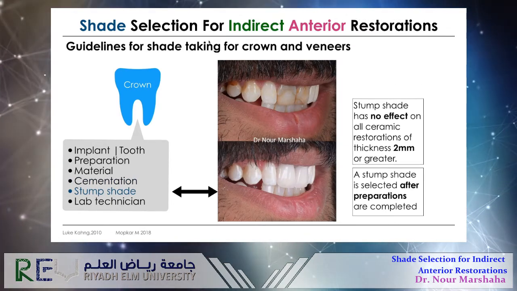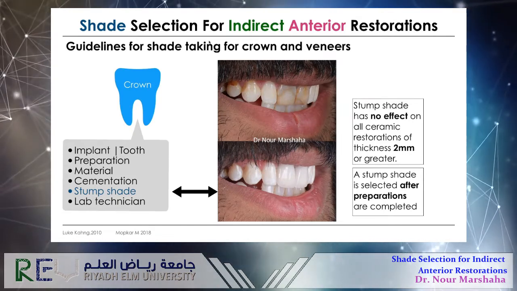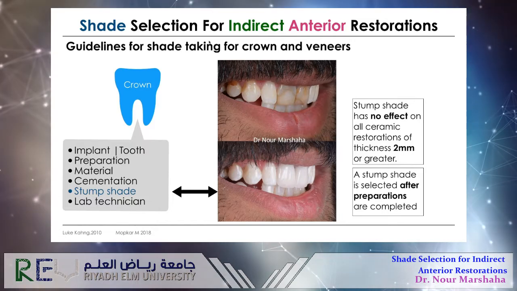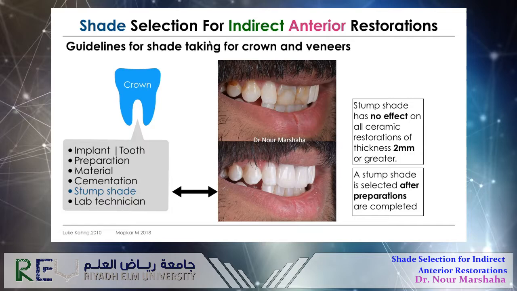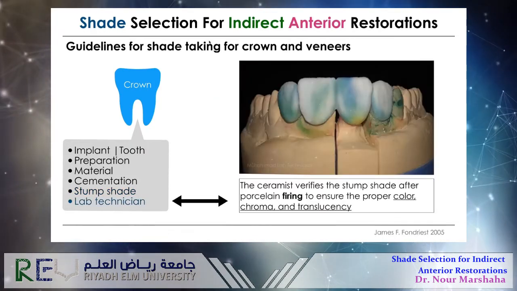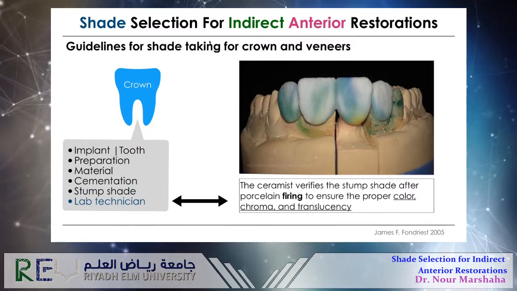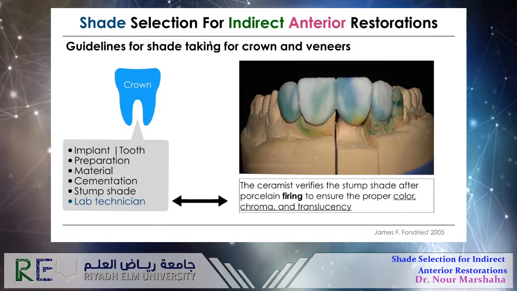We have to know that monolithic zirconia shows higher color changes with silvery metal backgrounds than with a coppery metal and tooth shaded background. So stump shade has no effect on all ceramic restorations if we have a thickness of 2 millimeters or greater. The ceramist verifies the stump shade after porcelain firing.